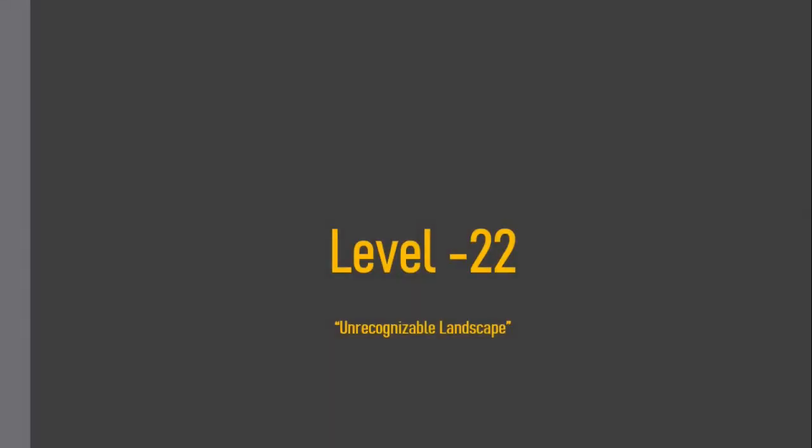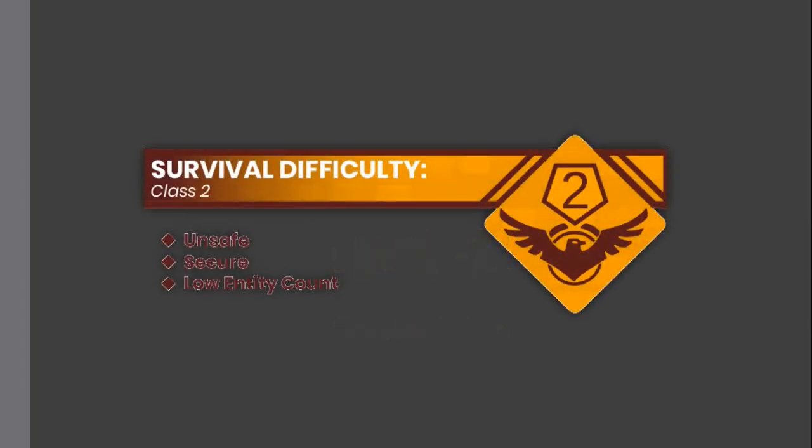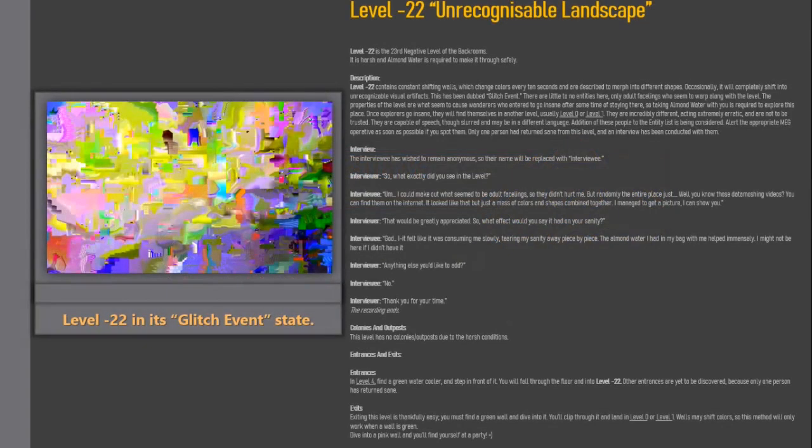Level minus 22. Unrecognized landscape. Survival difficulty class 2, unsafe, unsecure, low entity count. Level minus 22 is the 23rd negative level of the backrooms. It is harsh and almond water is required to make it through safely.